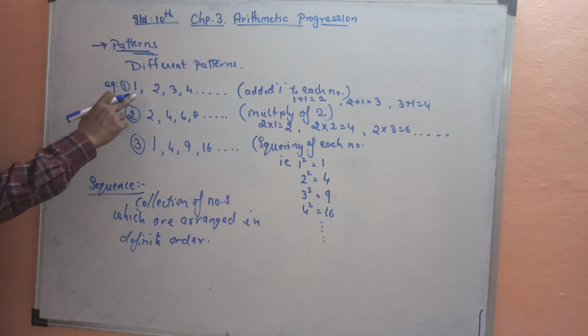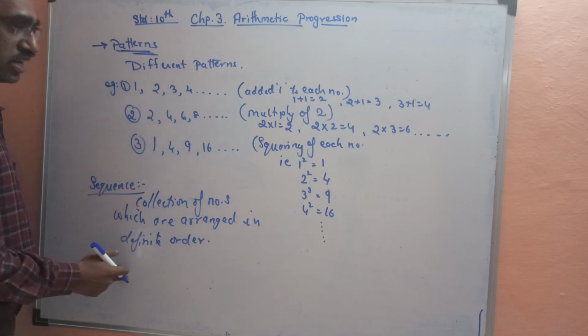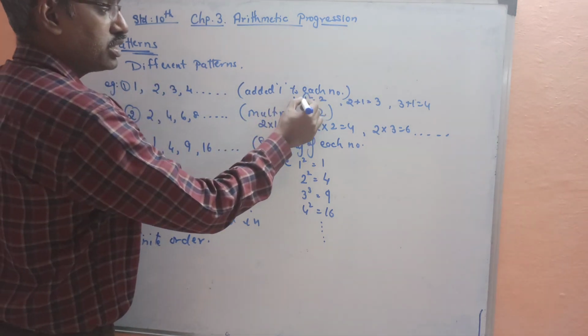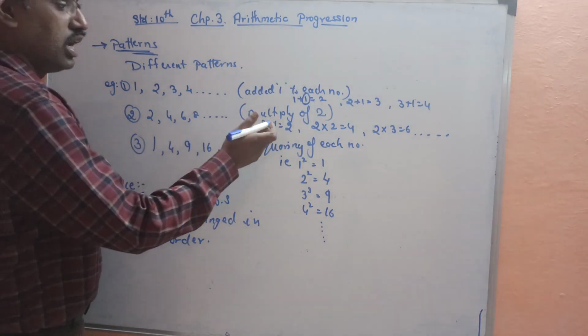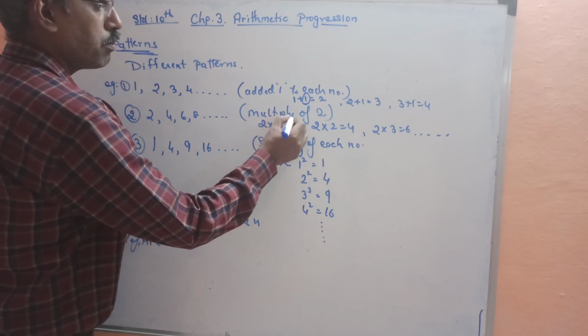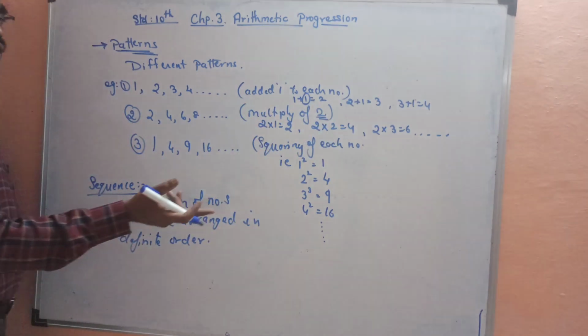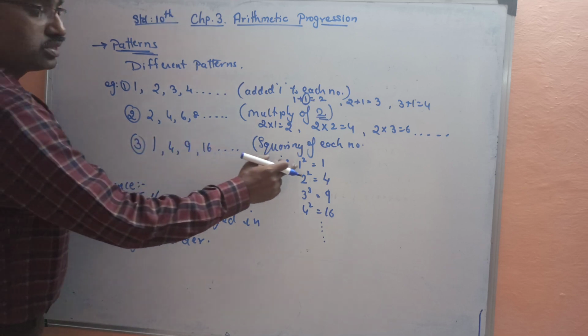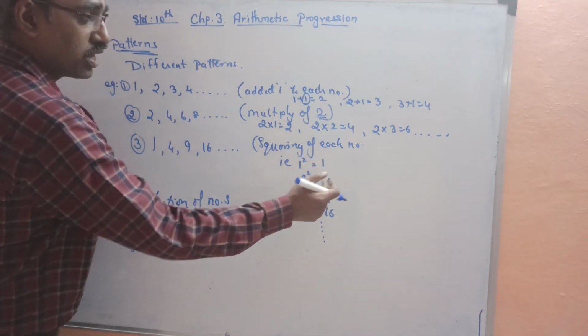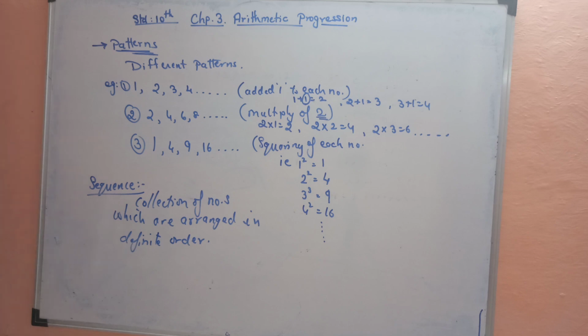So what is this sequence now? 1, 2, 3, 4. There is a definite arrangement, that is 1 is added to each number. What is the sequence of this? 2, 4, 6, 8. That is, it is a multiple of 2. Then, what is the third one? It is a sequence. That is 1 square is 1, 2 square is 4, 3 square is 9. All these things are being arranged in a proper way. That is why it is called a sequence.